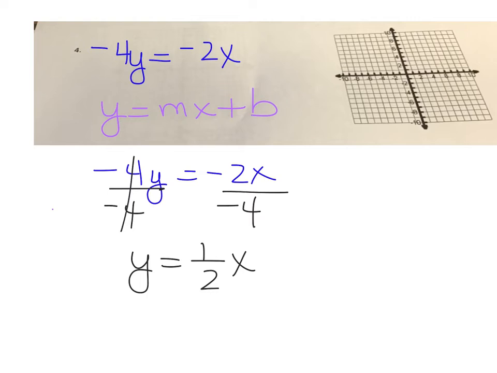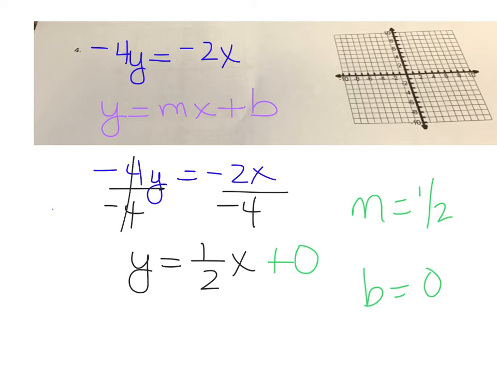Does that look like my formula? Well, yes and no. I have one thing missing. I have a b missing. So what could I do? If you recall, we can just add a 0. Now it looks like my formula. So what is my slope? My slope is 1/2. What is my b? 0. All right, so we're ready to draw this line.